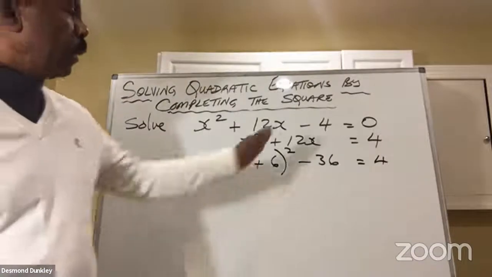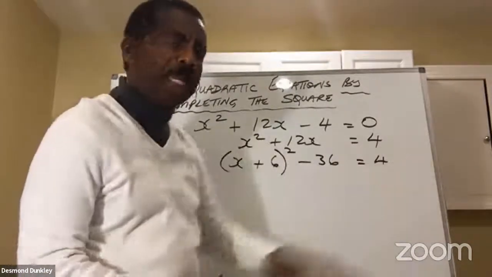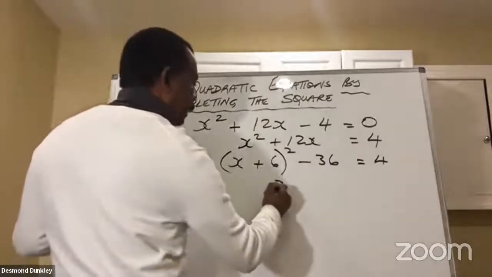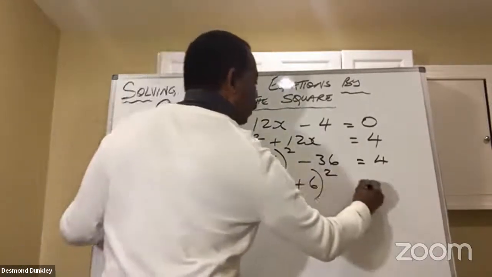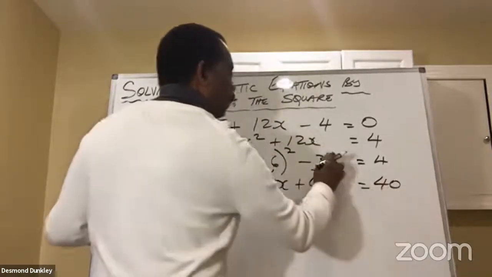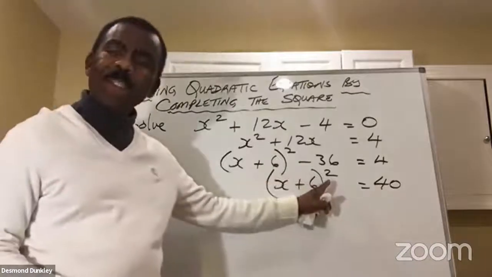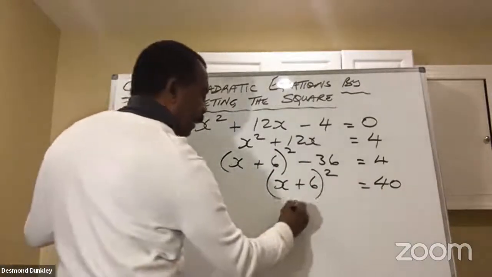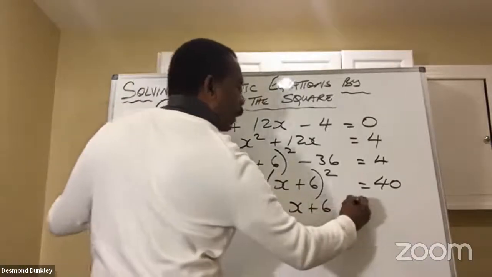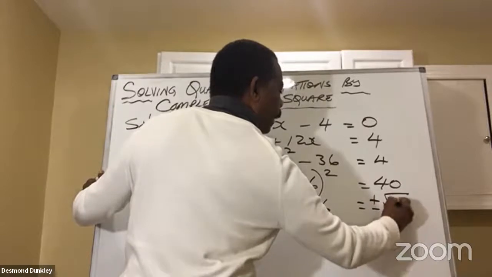And now, put this over here. We add 36 to both sides. We end up with x plus 6 squared equals 40. 36 plus 4 is 40. And now we're ready to find the square root of both sides. We end up with x plus 6 equal to plus or minus the square root of 40.